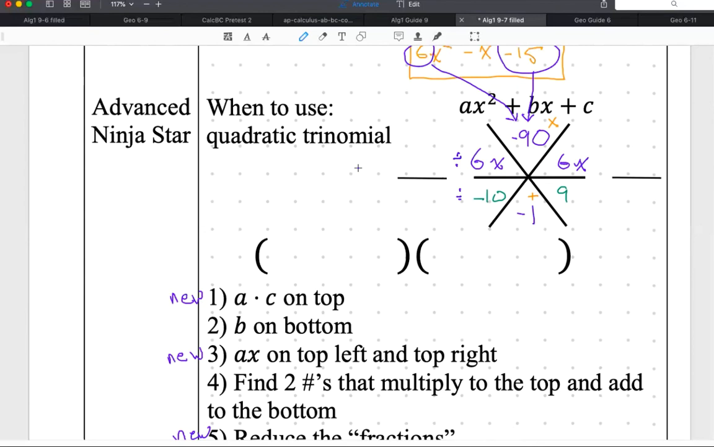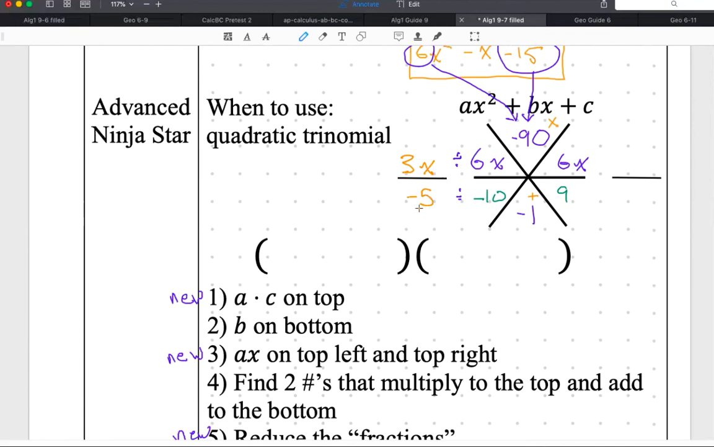Yeah, so Eamon, what should I divide the top and bottom by? 2. Exactly, yeah. So I'm going to divide the top and bottom by 2. So yeah, divide by 2. 6x divided by 2 is 3x. Negative 10 divided by 2 is negative 5. So Eamon has simplified our fraction, or reduced our fraction to 3x and negative 5.